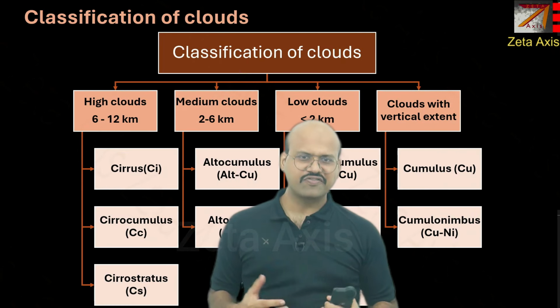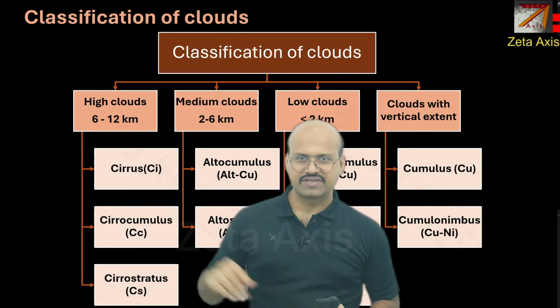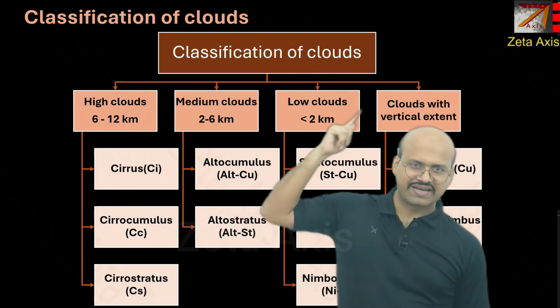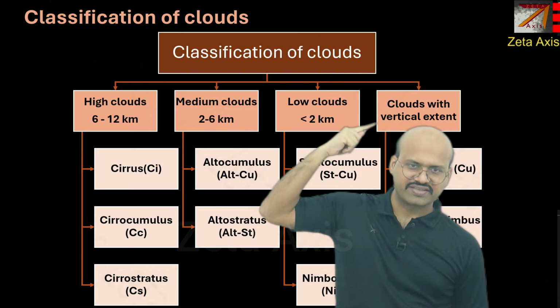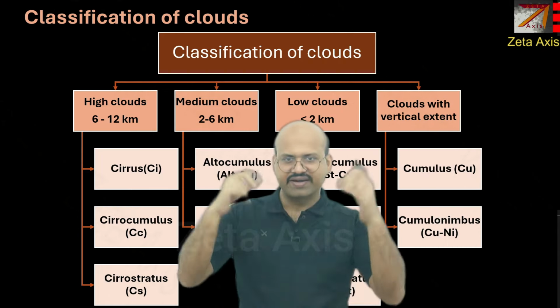Now let's see the classification of clouds. So clouds can be basically classified into four types: high clouds, medium clouds, low clouds, and clouds which have a vertical extent, meaning that they extend from the lower region to the higher region.